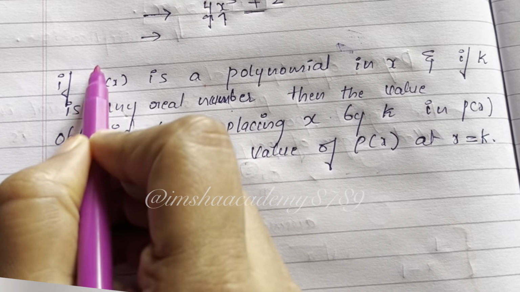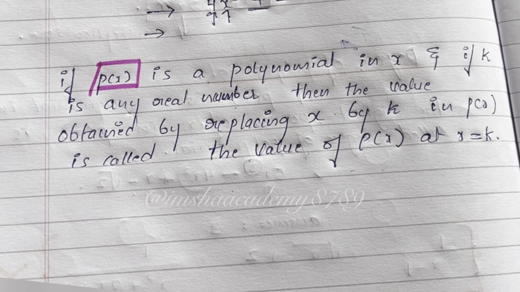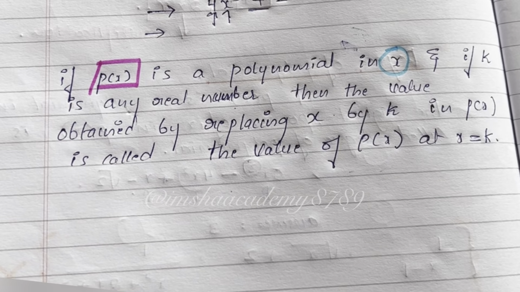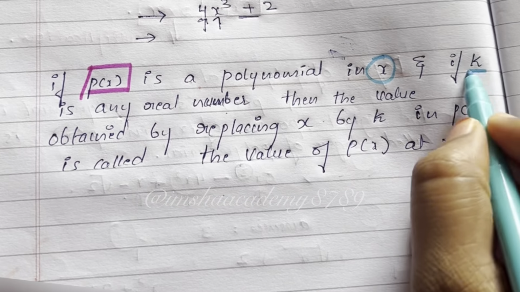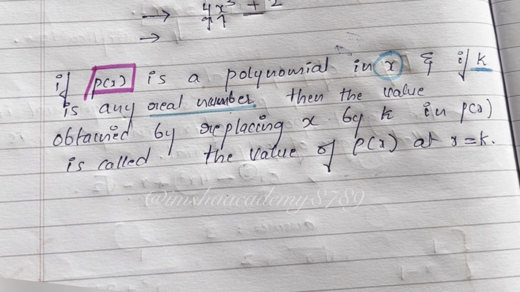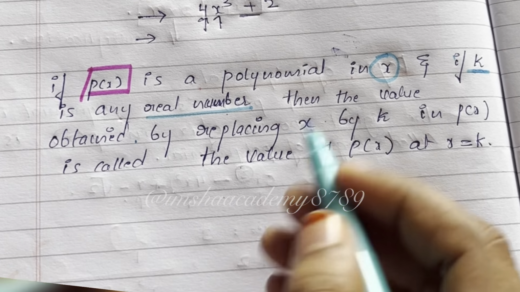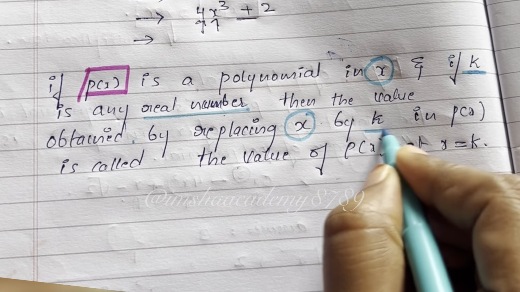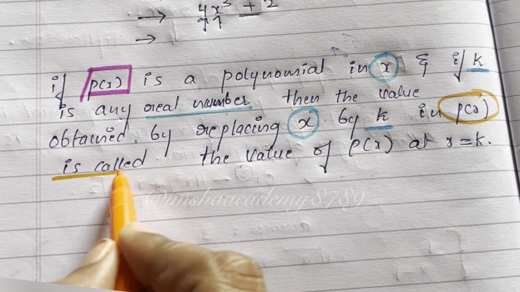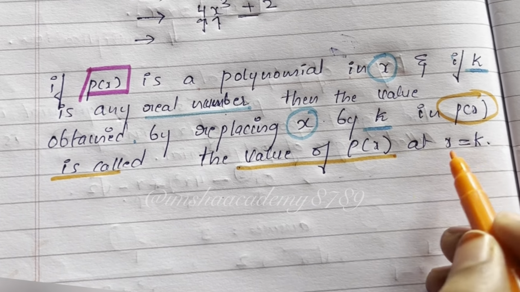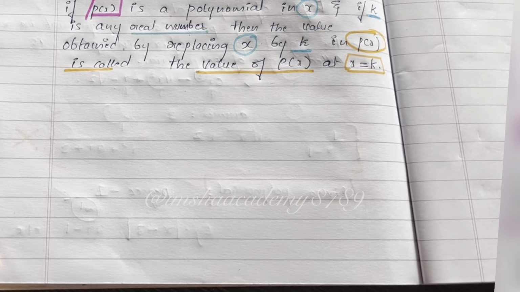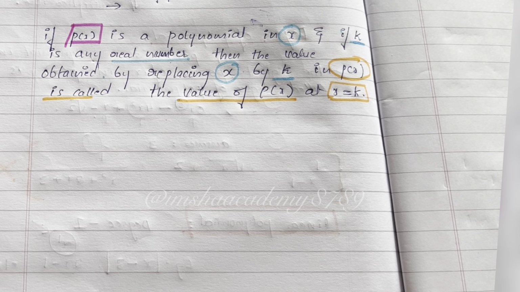Okay, so if p of x is a polynomial in x, and if k is some constant value, a real number, then the value obtained by replacing this x by k in p of x is called the value of p of x at x is equal to k. You'll understand this when I solve one simple example on it.